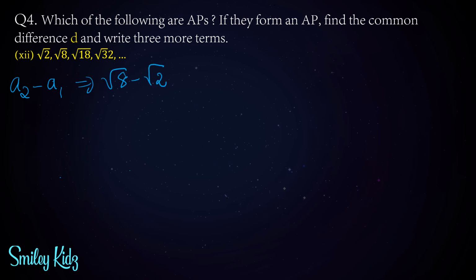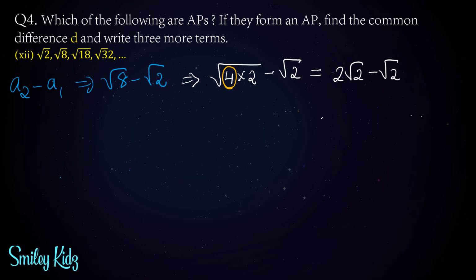Now, many of them get stuck here. Root 8 here can be written as root of 4 into 2 minus root 2. Now, root of 4 is nothing but 2. So, it's 2 root 2 minus root 2, which is equal to root 2. So, in the first case, we got the common difference as root 2.